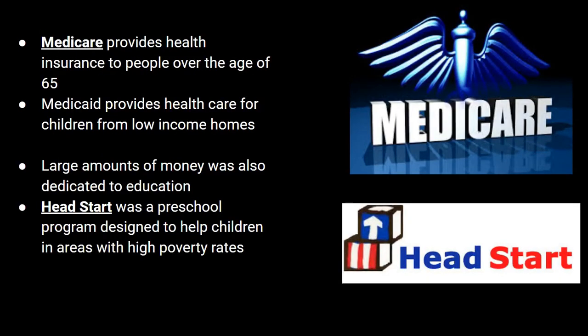Medicare and Medicaid were part of the Great Society to deal with issues with health care. For older people, we already had the Social Security Act to give them a small pension, but health insurance for older people is very expensive. So Medicare helps provide health insurance to people over the age of 65. Medicaid helps provide health insurance for children who come from a low income home so that they have medical coverage.